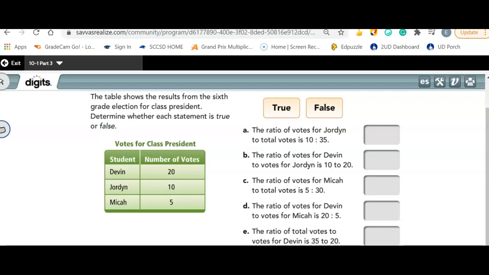Okay, the first one says the ratio of votes for Jordan to total votes is 10 to 35. Brayden, what do you think? True. Do we agree with true? Yes, I agree.